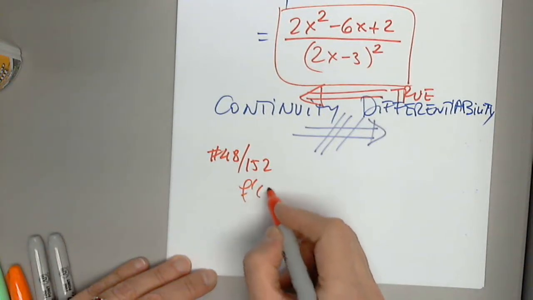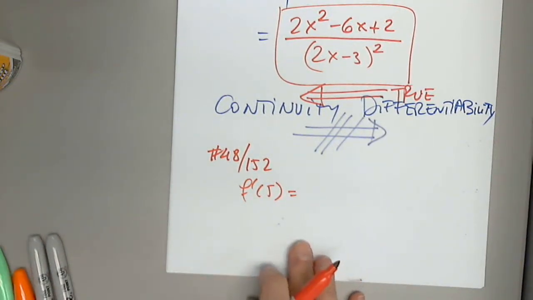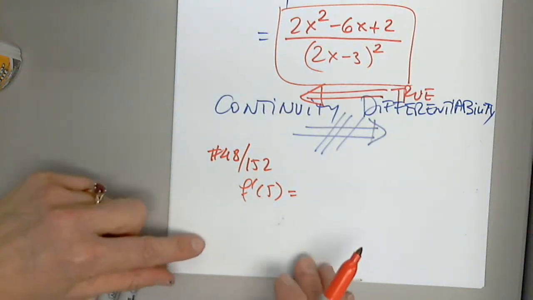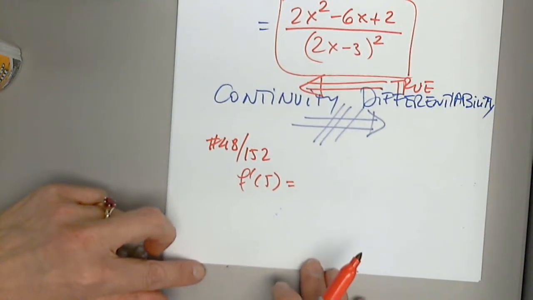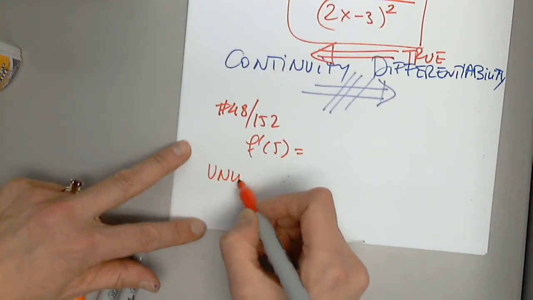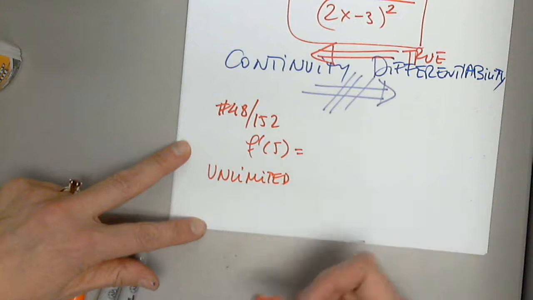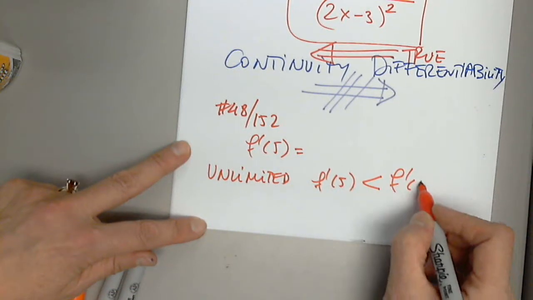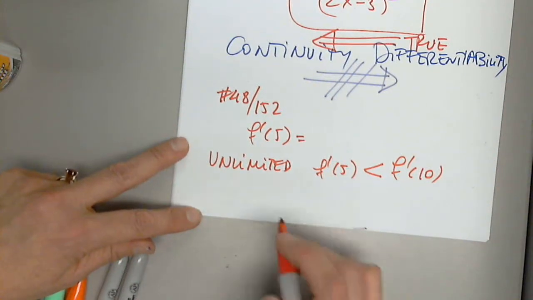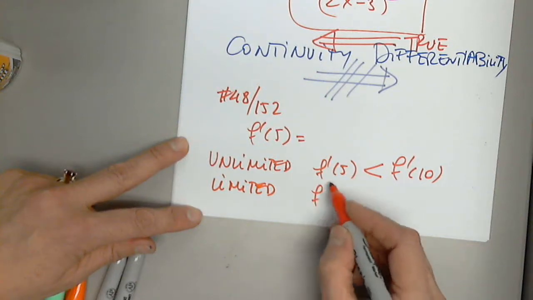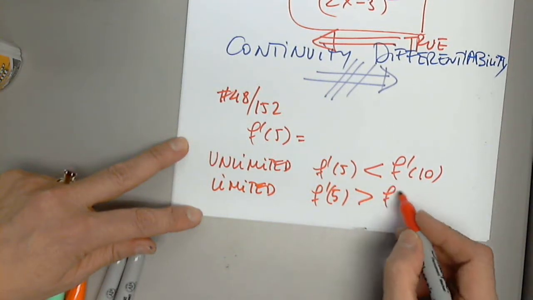So f prime of 5. Did we write what this is? Do I still have to write in words what f prime of 5 means, or did you all write it? We did? Okay. So unlimited space, nutrients, and so on and so forth. f prime of 5 smaller than f prime of 10. Limited resources, etc. f prime of 5 larger than f prime of 10.